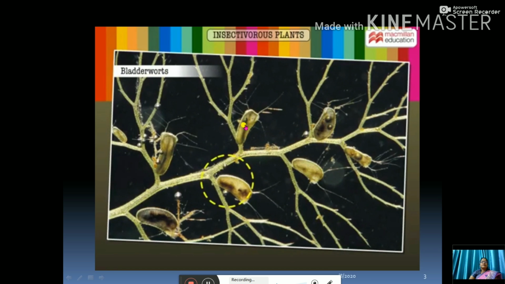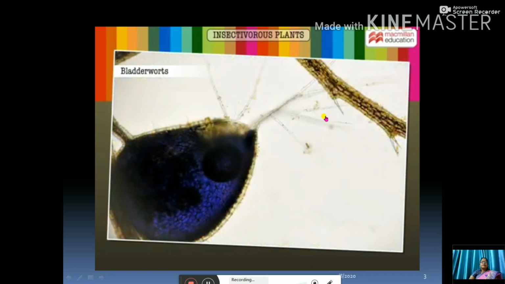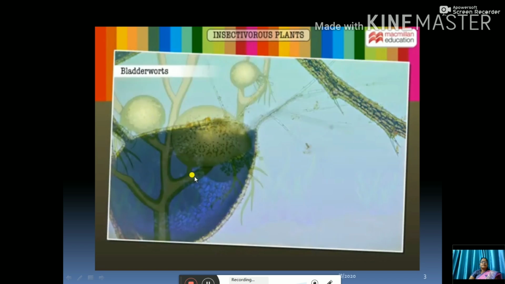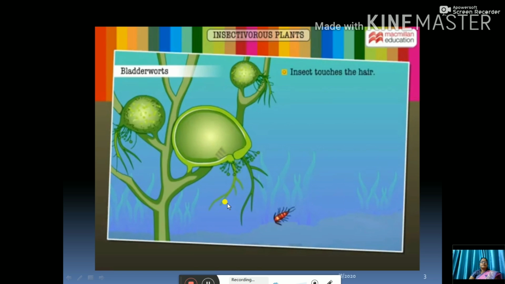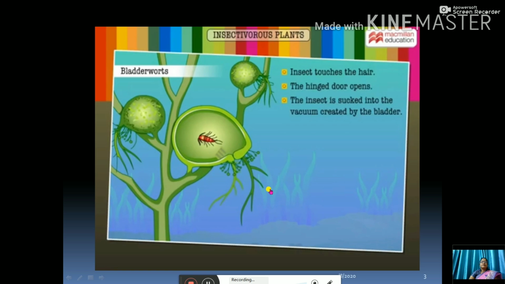Bladderworts have tiny bladders that create a vacuum in them to suck in small aquatic insects. The bladder has a small opening sealed by a hinged door. The door is surrounded by hair. When small aquatic insects touch the hair, the hinged door opens and the insect is sucked into the bladder. The insect is then absorbed by the plant using digestive enzymes.